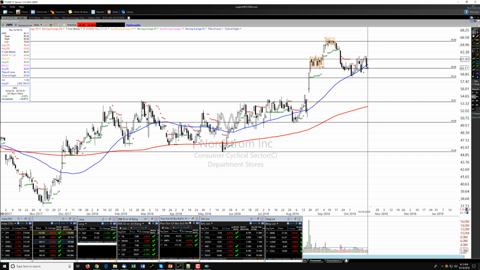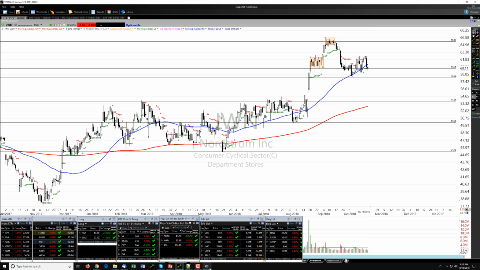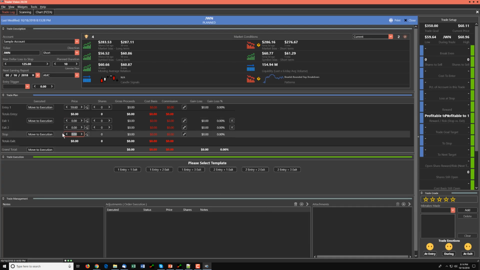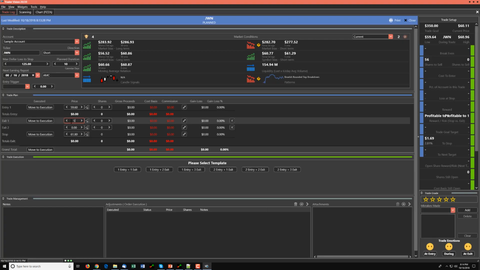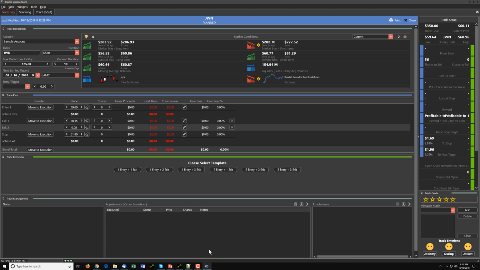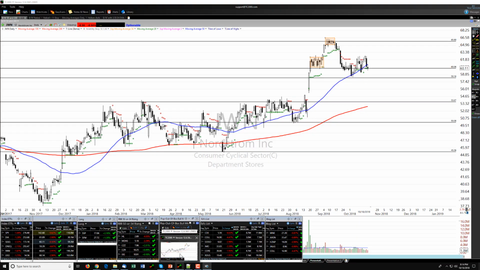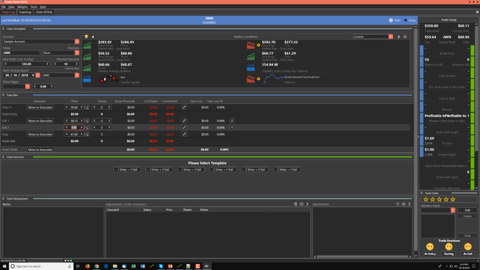Probably right in this area. 61.80. With that first target down around 58.15, and that second target, let's call it 53.65 even. I don't think this is going to work.